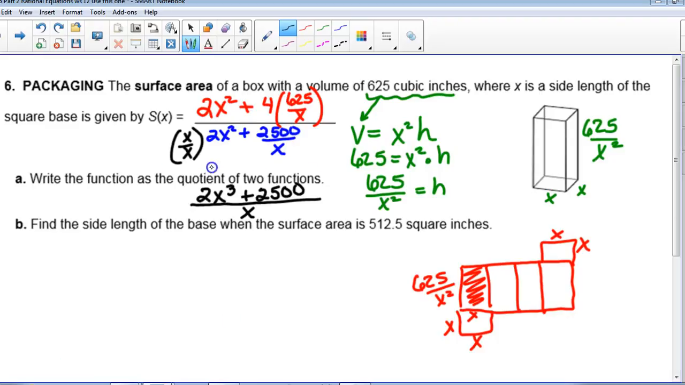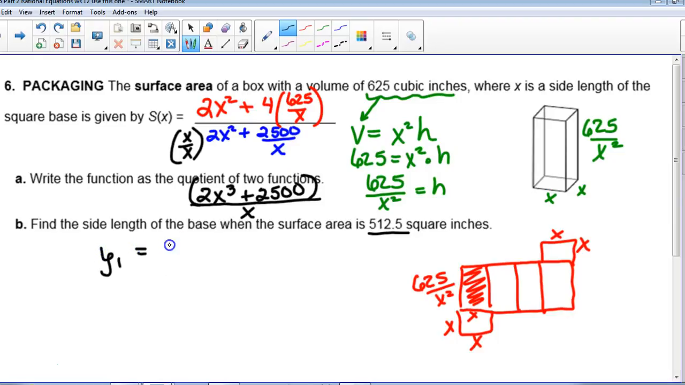Austin, where'd I lose you? Okay. We're not multiplying through by a common denominator because there's no equal sign. Okay, guys, we're just getting a common denominator so that we can add them together. Now, it says find the side length of the base when the surface area is this. Okay, we're just going to use our graphing calculator. We're going to type all of this divided by x, and we're going to see where it equals this.